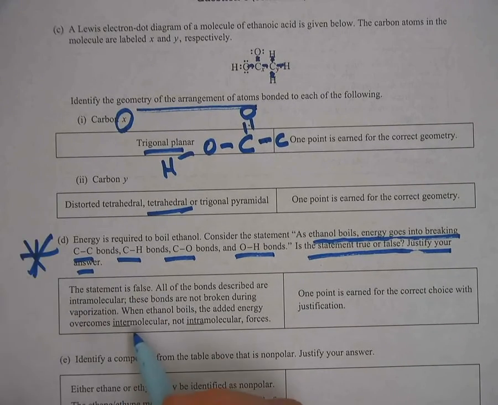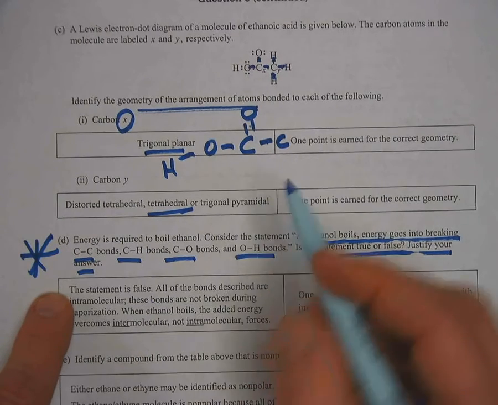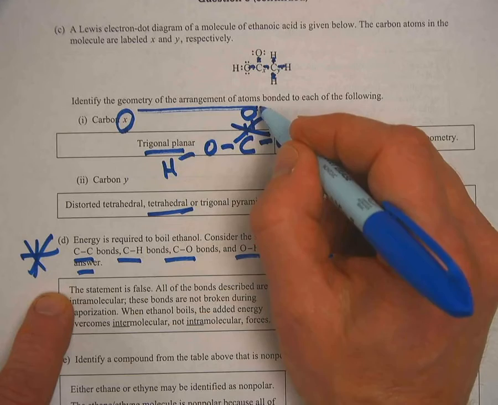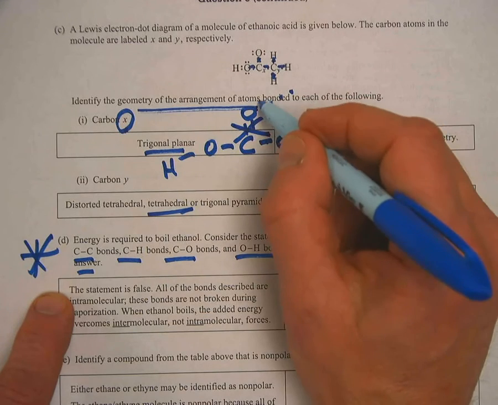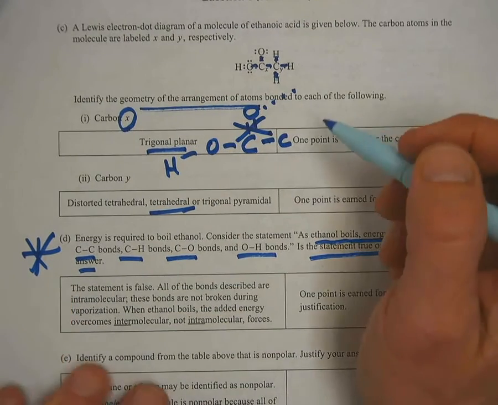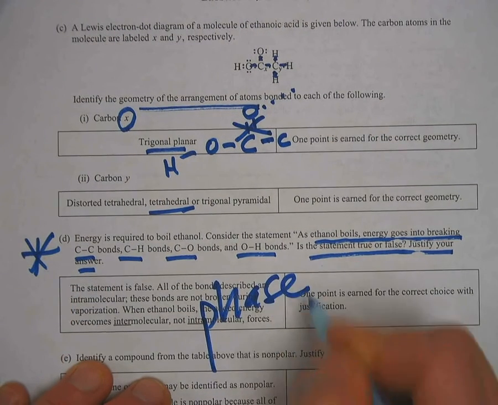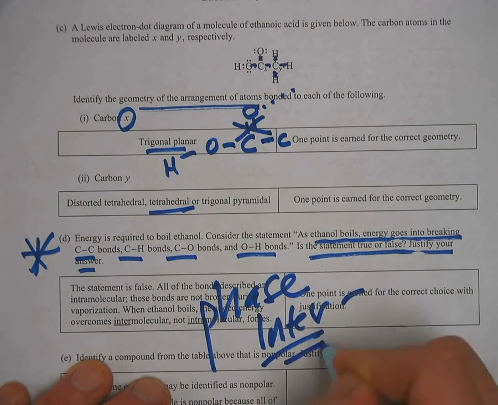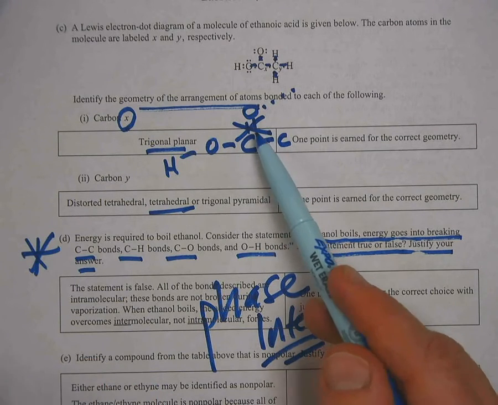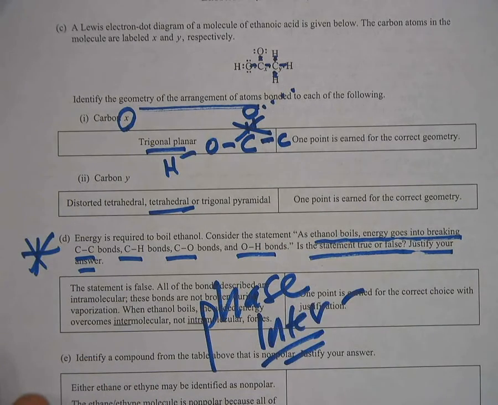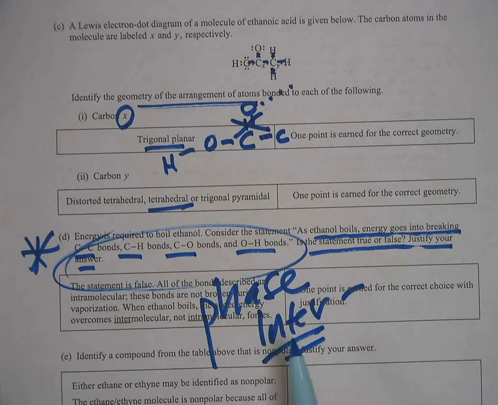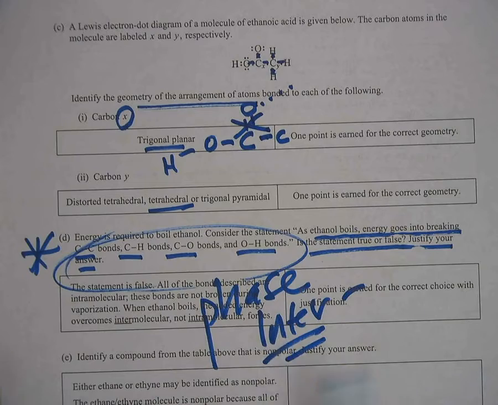Now they're finding out if you know the difference between breaking these bonds and separating the intermolecular forces between one ethanol molecule and another. All you're doing when you're changing the phase is breaking the intermolecular forces. In this case, it would be hydrogen bonds and London dispersion forces that would be broken. Keep those straight. You don't break bonds when you change the phase.